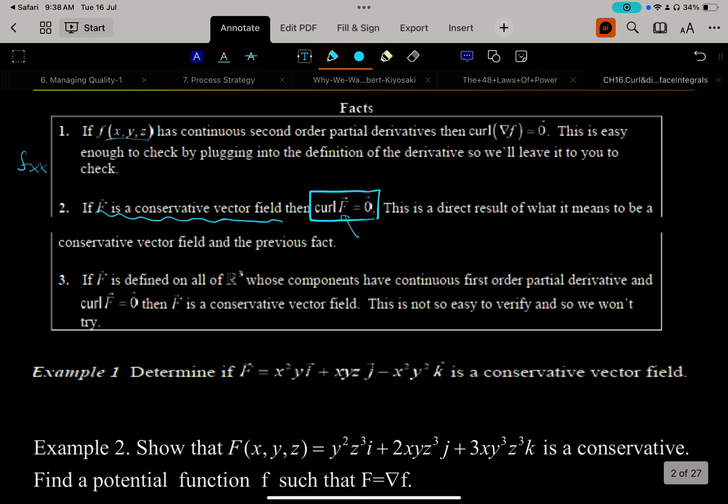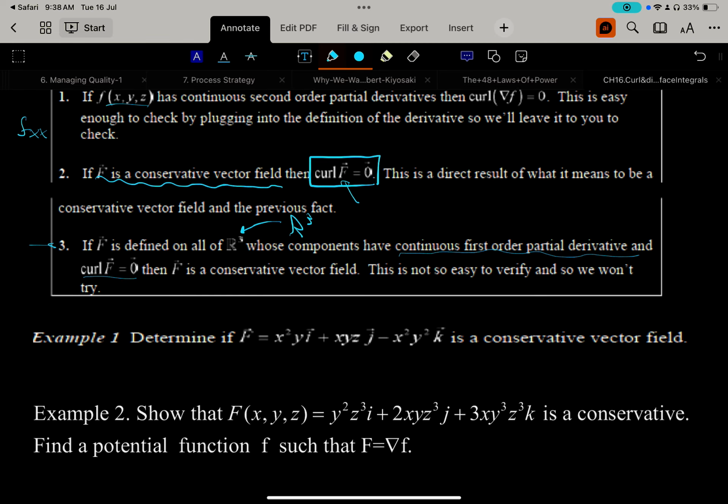And this is the direct result of what, yeah, conservative. And then 3, we have if f is defined on all of R^3, okay, so R^3 here. If the components have continuous first order partial derivatives and the curl of f equals 0, then f is a conservative vector field, which is not easy to verify, and we won't try.